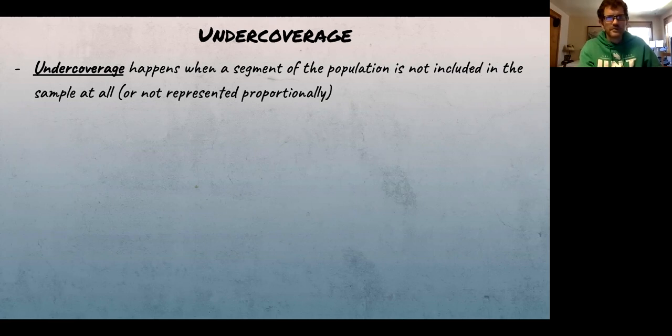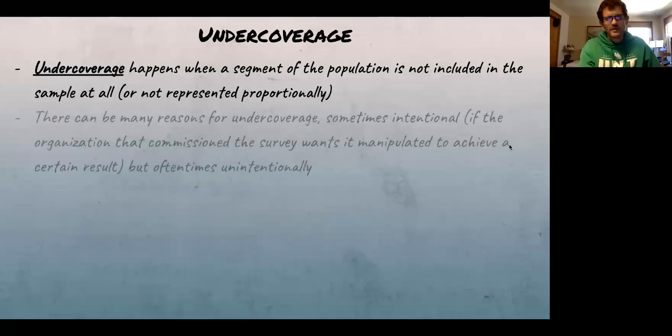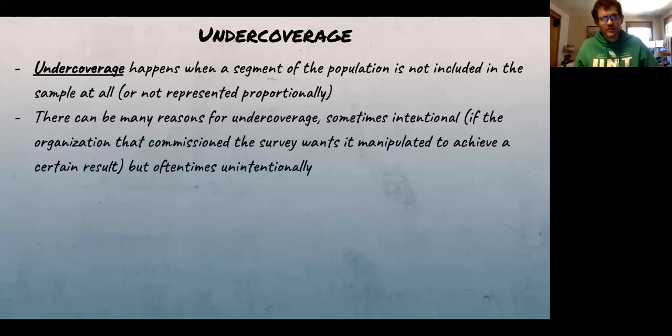But undercoverage happens when a segment of the population isn't even included in the sample at all, or it's not represented proportionally. Sometimes undercoverage happens intentionally. You're trying to skew the results because you want a specific answer. You can make anything happen with statistics. We haven't talked about that a whole lot, but you've probably seen that in your life. You can make anything you want with statistics if you skew it enough, and omitting people from the sample is one way of doing it.